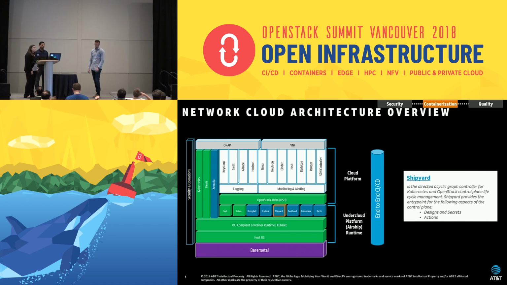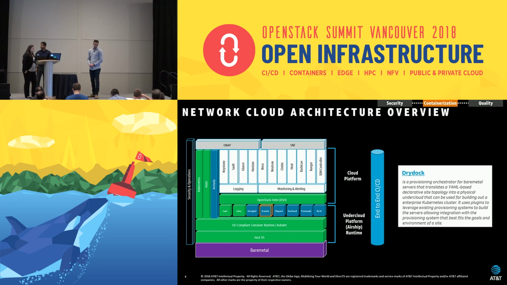Next is Shipyard. Shipyard is the directed acyclic graph controller for Kubernetes and OpenStack control plane lifecycle management, and it actually provides the entry point to the following aspects of the control plane. Designs and secrets. So designs could be anything like complex network designs, configuration of bare metal nodes, Armada manifests, Helm charts, etc. And secrets are essentially just like certificates or passwords. And actions, this kind of refers to workflows within the control plane that are managed by Shipyard and monitored by Shipyard. And just as a side note, Shipyard uses Apache Airflow.